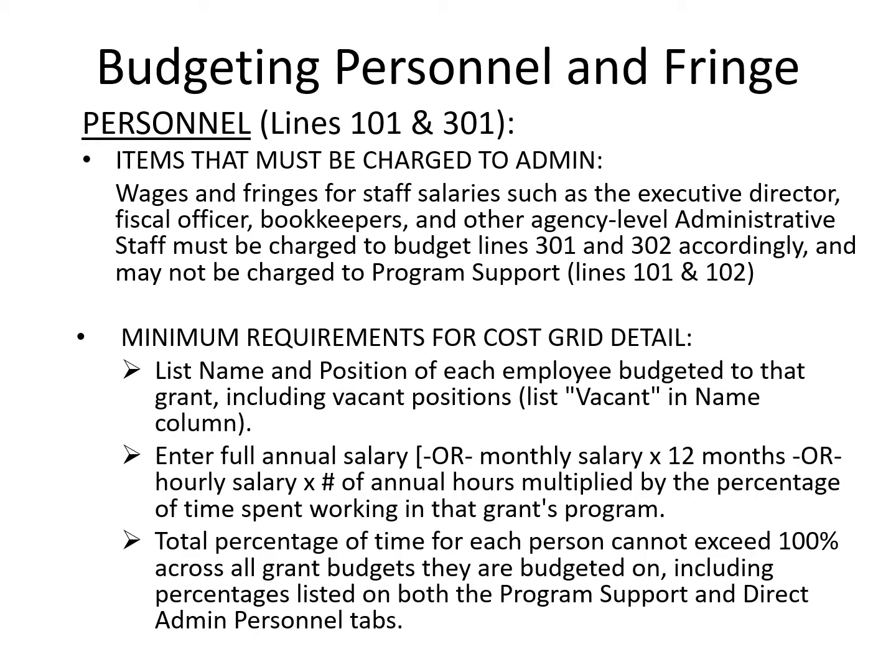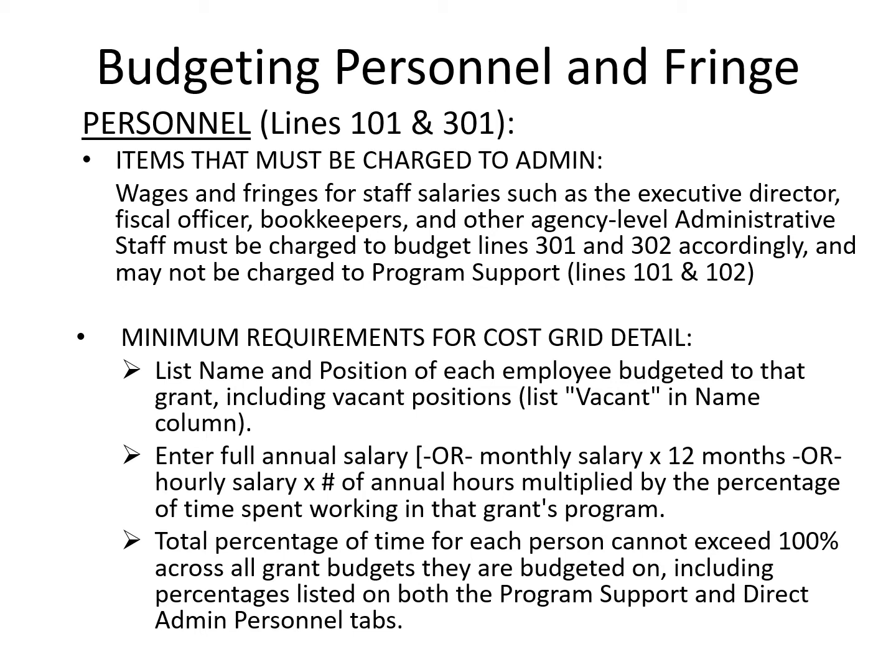The items that must be charged to administration for these budget line items: the wages and fringes for staff salaries such as the executive director, fiscal officer, bookkeepers, and other agency-level administrative staff must be charged to budget lines 301 and 302 accordingly, and they may not be charged to the program support line items 101 and 102.